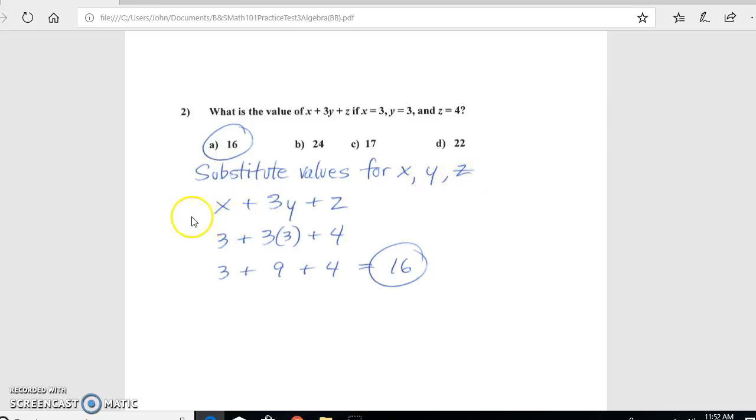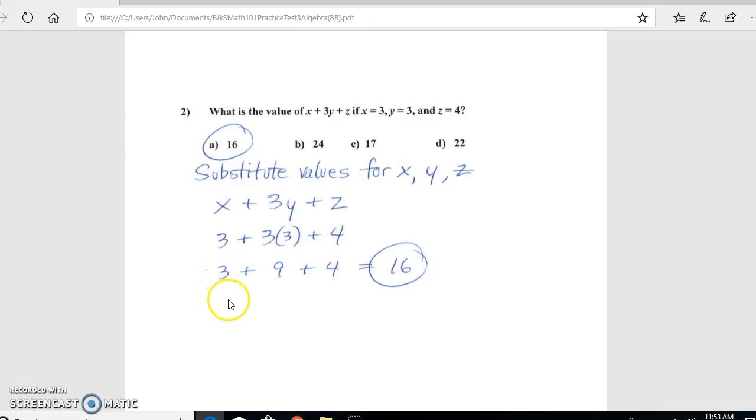And here is our expression given to us, x plus 3y plus z, and we are going to substitute the 3 for the x as it's given to us, and then we have plus 3 times the value of y, which is 3, and I'm indicating the multiplication here with the number next to the parentheses. A number next to a parentheses, that means multiplication. And then we have plus z, which is given to us as 4.